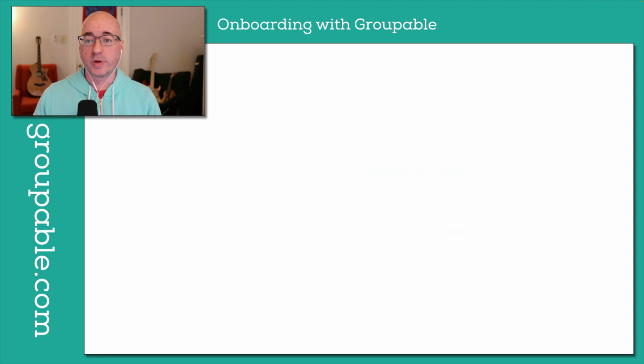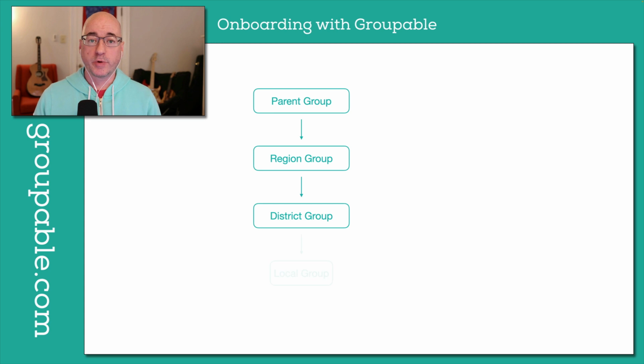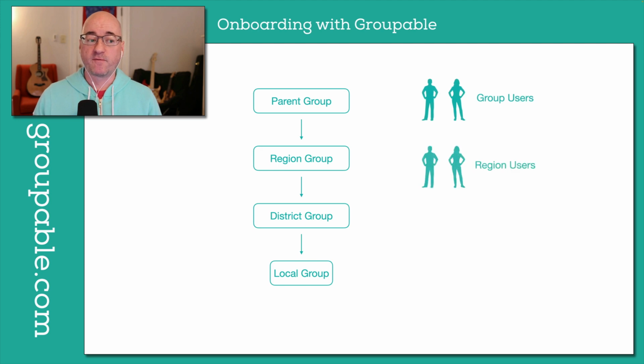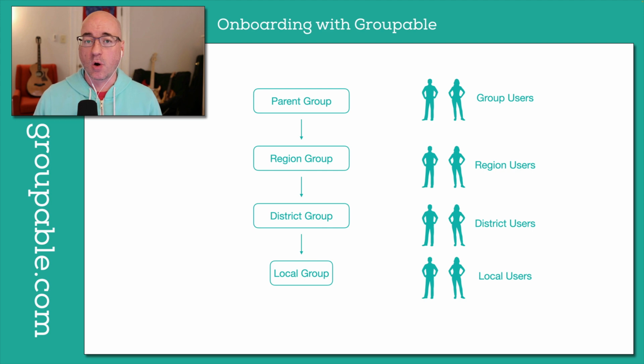So just a little recap here. Just remember the structure that we've got: the parent group, region groups, districts, and locals. At each level, we have users for those given levels that have specific permissions based upon what level they are, what type of user they are, and what office they hold.